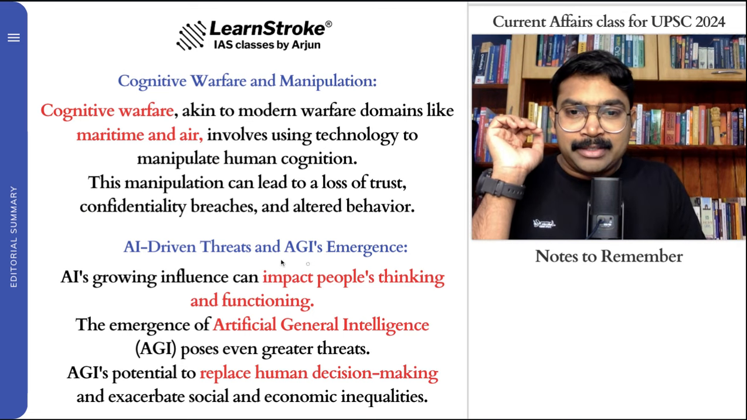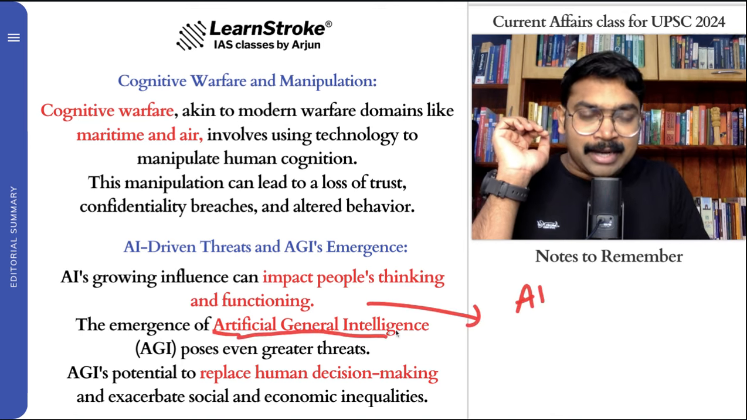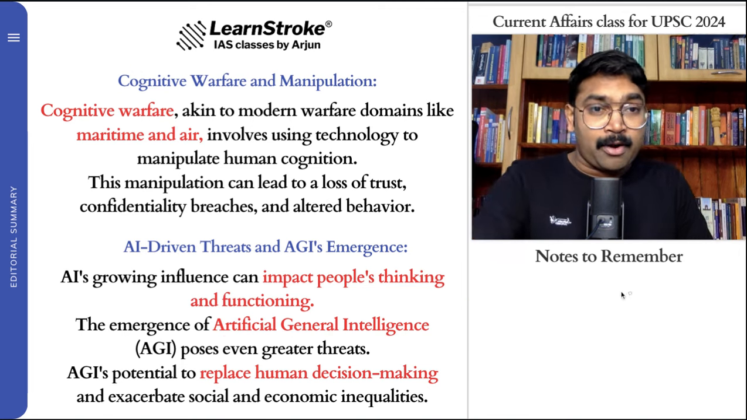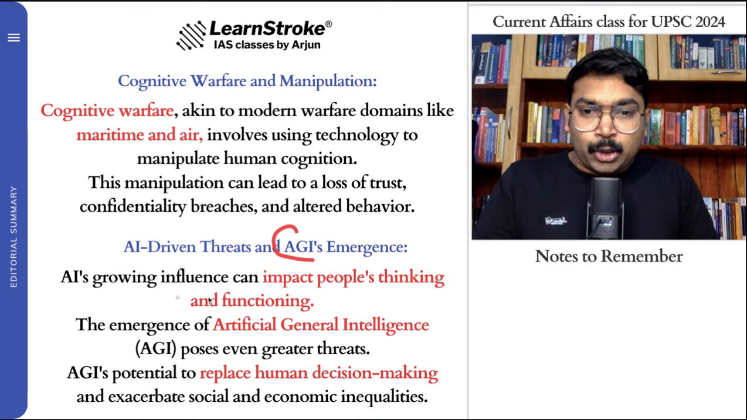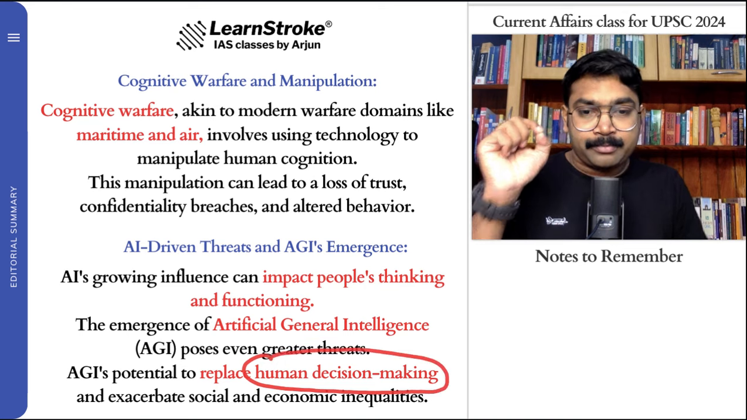Now, AI-driven threats and AGI. I forgot to tell you what AGI is. We were discussing AI, artificial intelligence; AGI is artificial general intelligence. Sorry for not telling you before. So what is going to be the AI-driven threat and AGI's emergence? AI's growing influence can impact people's thinking and functioning. The emergence of AGI poses even greater threats. AGI can replace human decision making.